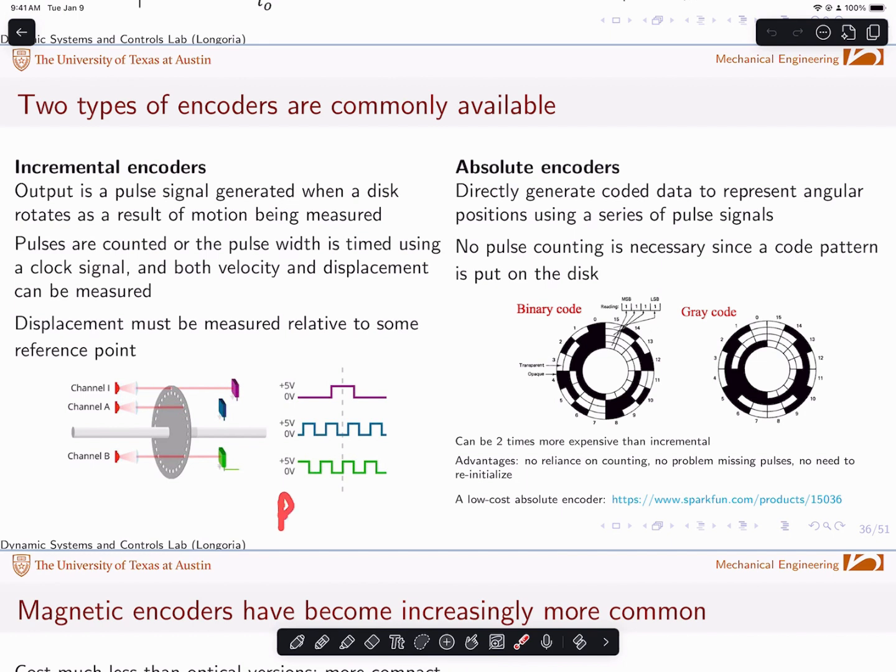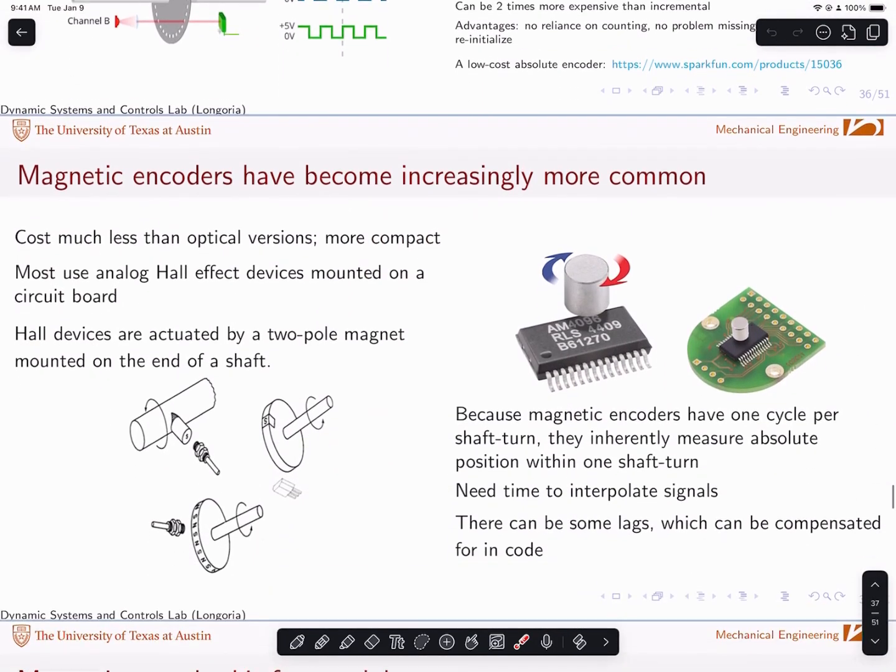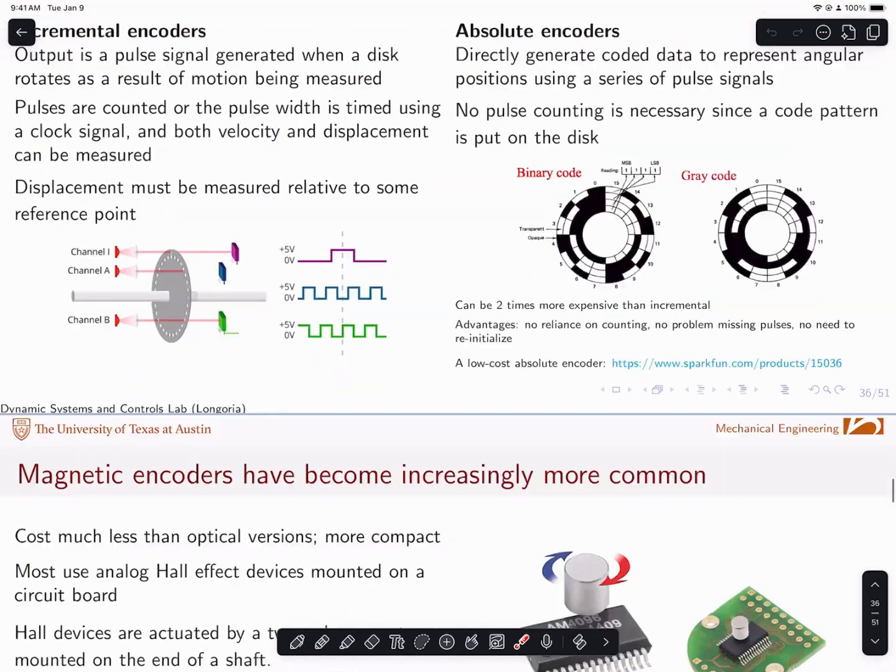Again, the higher the PPR, the better resolution you get, and so there's a cost for how high. You might see some as low as 12, which is the type that we have on this really cheap little motor that we're using, but you could see these go up to 1024 or sometimes 4096. And so these are optical encoders.